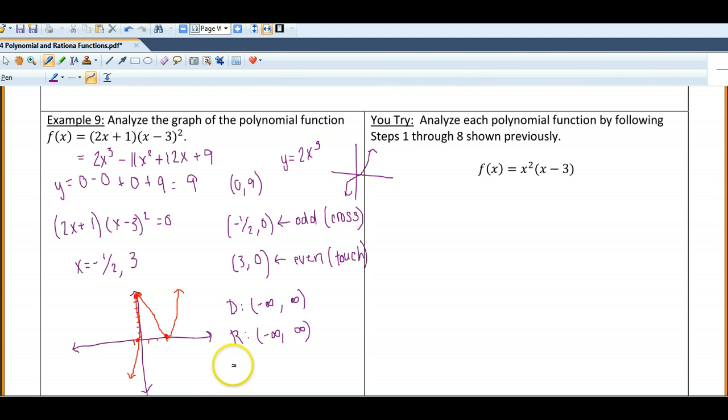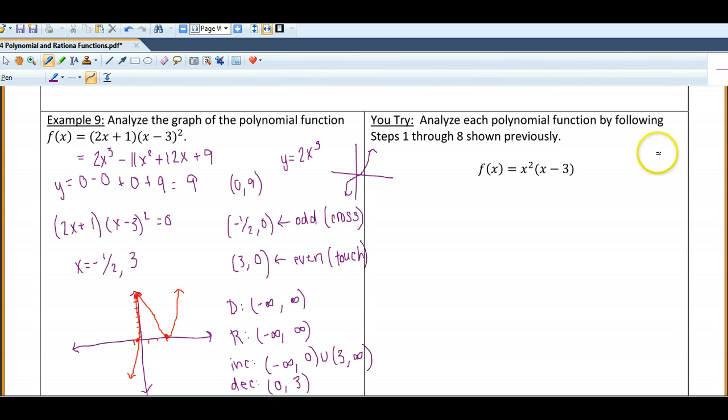Increasing and decreasing. It's increasing from negative infinity to 0, and then from 3 to infinity. It is decreasing from 0 to 3.